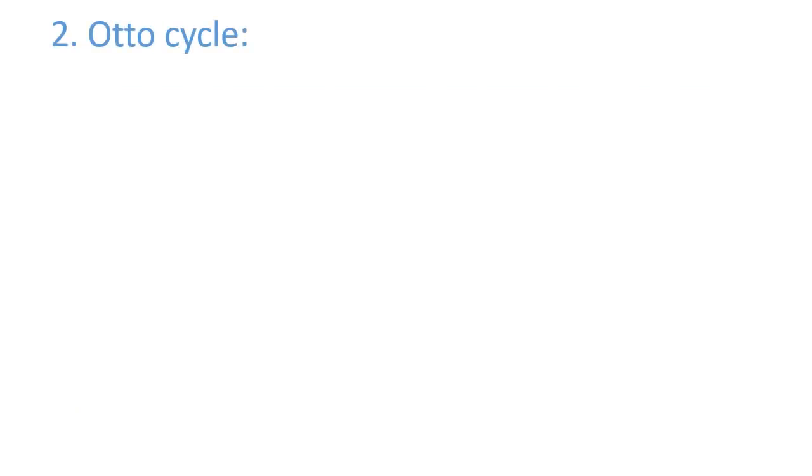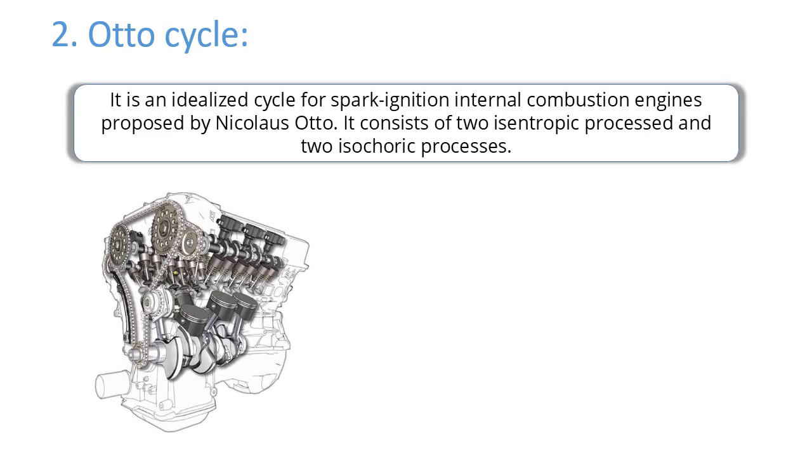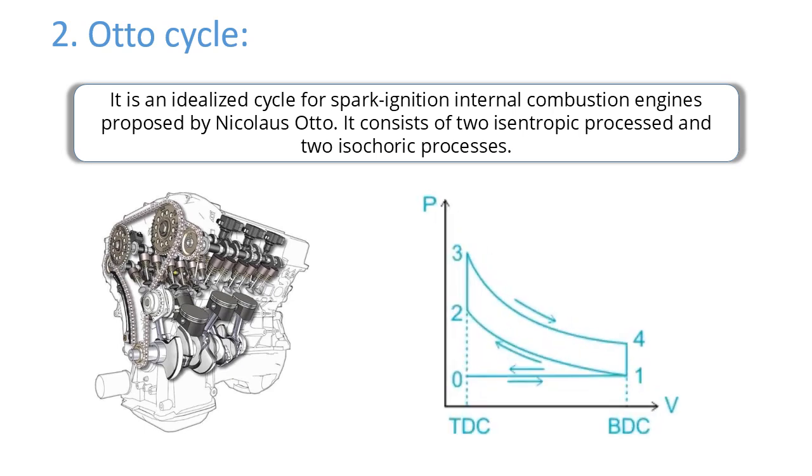Now we will see about Otto cycle. It is an idealized cycle for spark ignition internal combustion engine proposed by Nicholas Otto. It consists of two isentropic processes and two isochoric processes. Mainly, this Otto cycle consists of four processes. First, compression. The piston compresses a mixture of air and fuel in the engine cylinder.